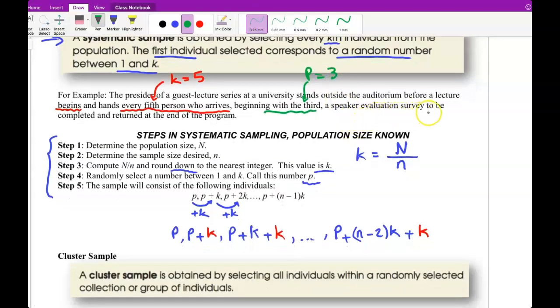Speaker evaluation survey to be completed and returned at the end of the program.